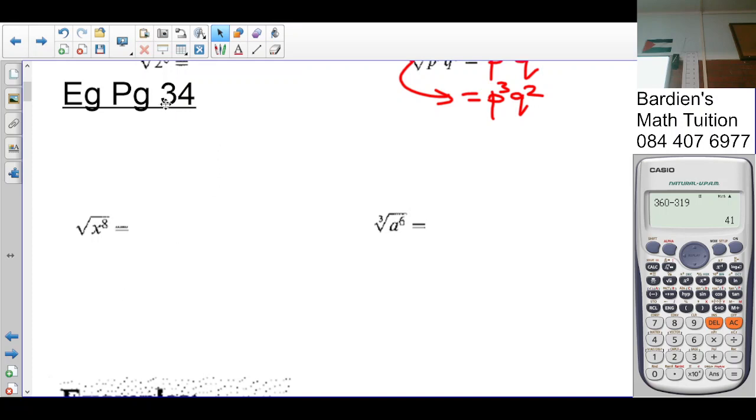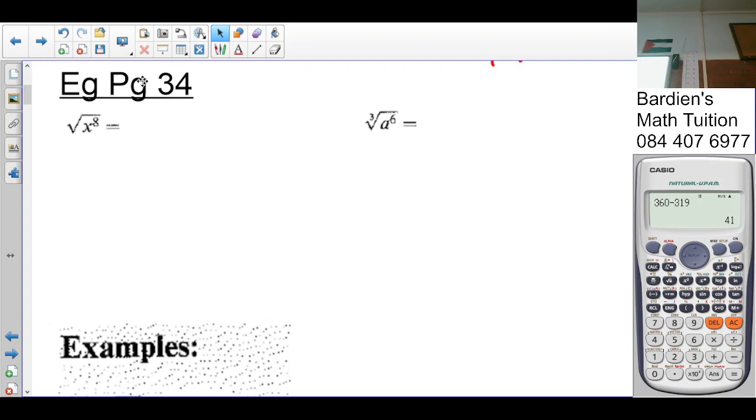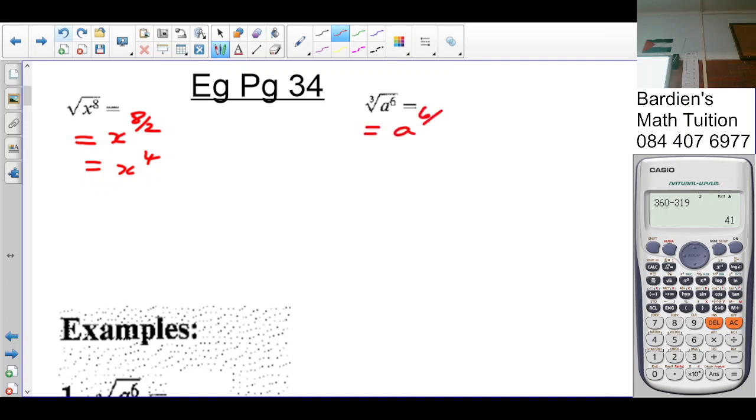Let's carry on with our lives. Examples continue on page 34. So the square root of x to the 8 can be written as x to the 8 over, what number is here? 2. So 8 over 2 is what? So it's x to the 4. Okay, let's look at the next one. The cube root of a to the 6. This will be a to the 6 over 3.